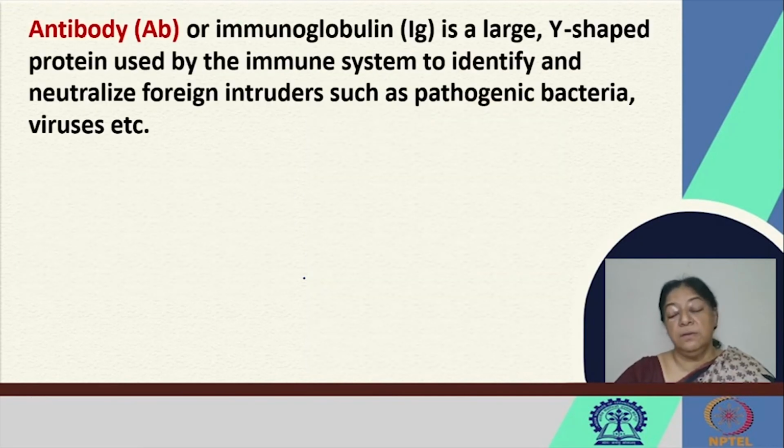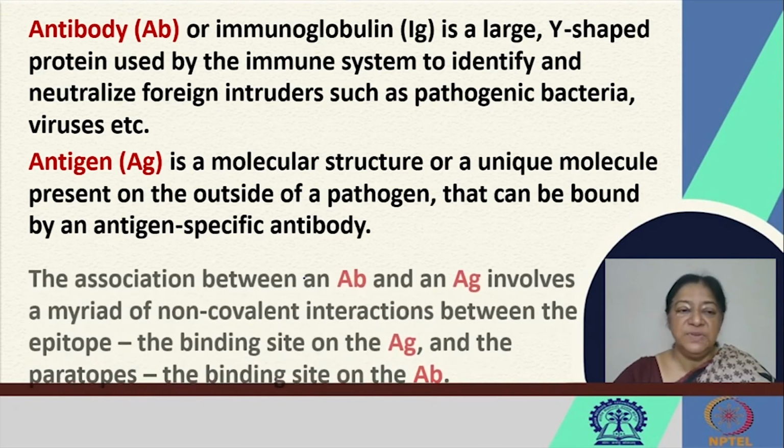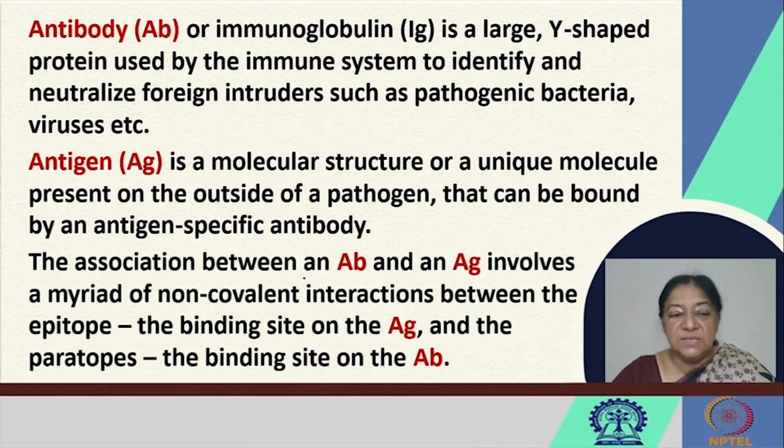Another very important example is the antibody antigen type of example. The antibody, we know, is a large Y-shaped protein that is used by the immune system to identify and neutralize foreign intruders, be they bacteria or viruses. And we have the antigen, that is a molecular structure or a unique molecule present on the outside of the pathogen that can be bound by an antigen specific antibody. And this association is very important.